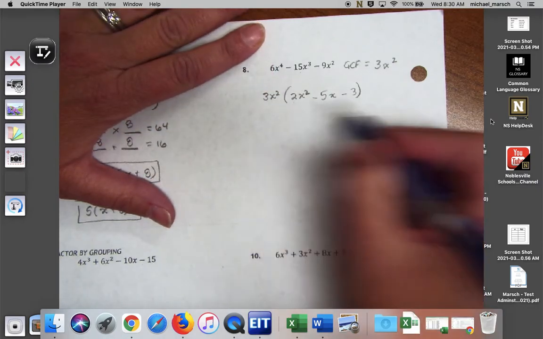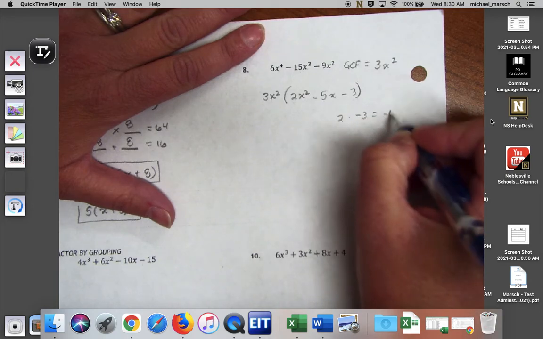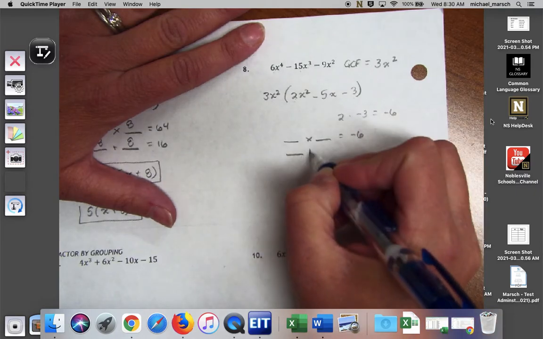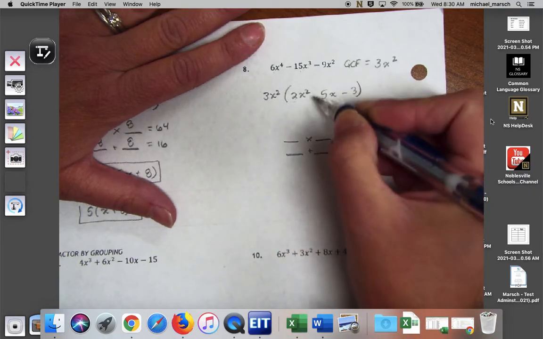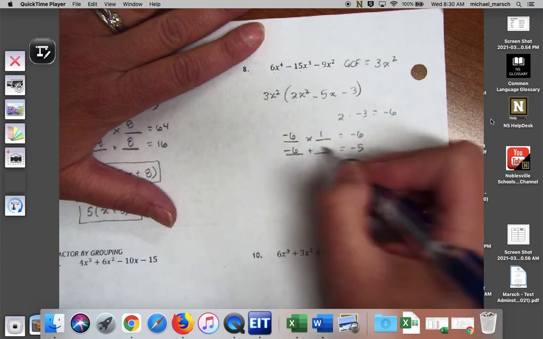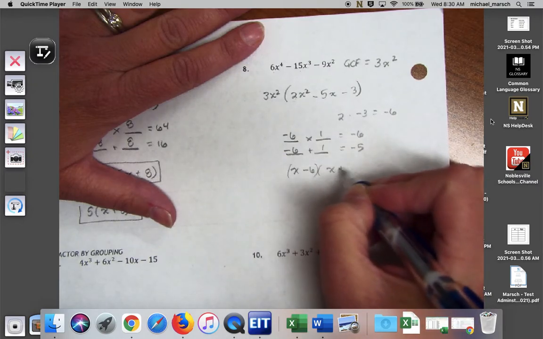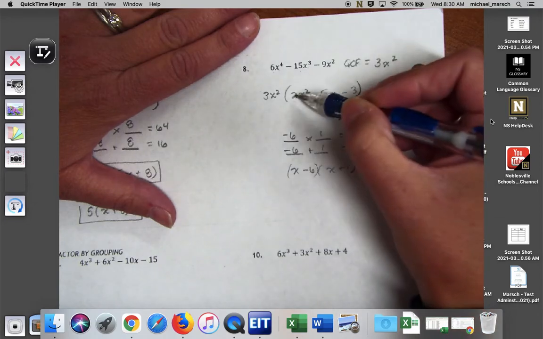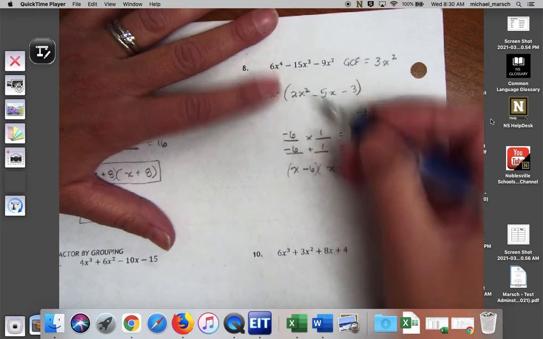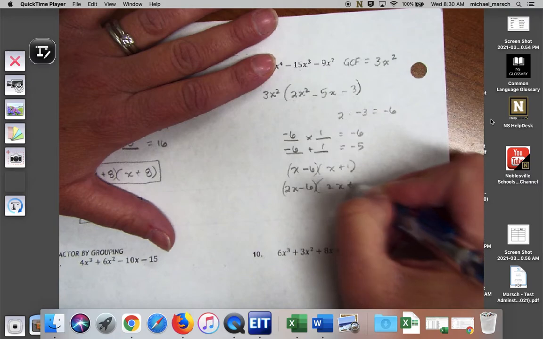And of course now I know I have to do AC method because I have a 2 here. So 2 times negative 3 gives me negative 6. So what times what equals negative 6? What plus what equals that negative 5 there? So negative 6 and 1, negative 6 and 1. So now I have x minus 6 times x plus 1. I have to sneak that 2 back in from my a, because remember I'm ignoring this greatest common factor. So I've got 2x minus 6 times 2x plus 1.